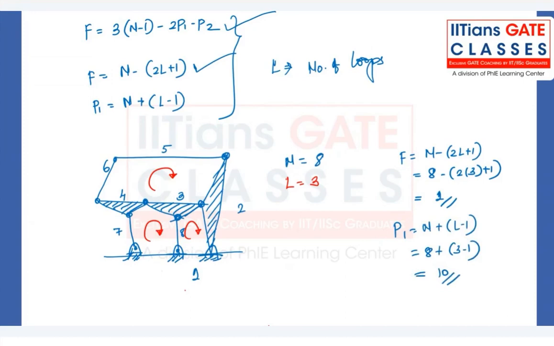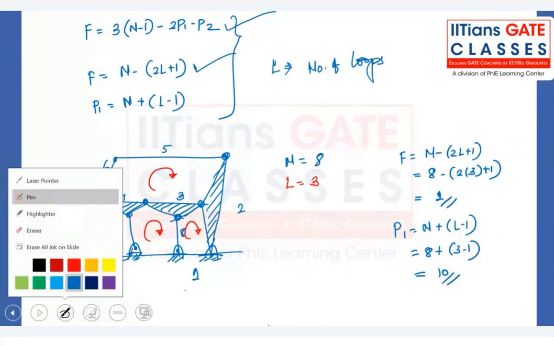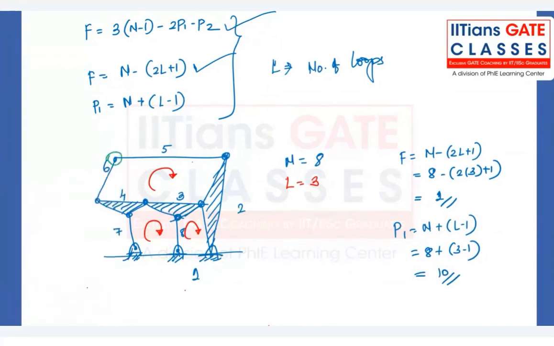Okay, so let's try to count them. I'll use the green color. 1, 2, 3, 4, 5, 6, 7, 8, 9, and 10. So we have 10 connections, or 10 pairs, and from the formula as well we can calculate it. Okay, I hope it's clear.